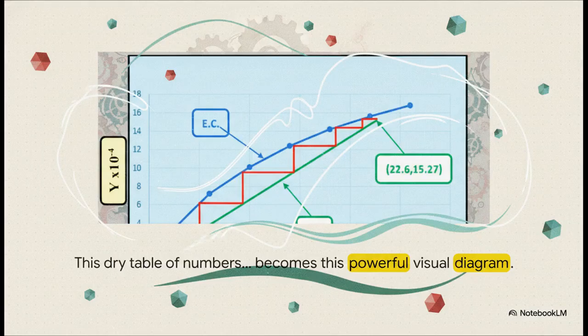And here is where the magic really happens. That dry table of numbers, it transforms into this incredibly powerful visual diagram. The blue line, that's our equilibrium curve. We plotted it directly from our data. The green line, that represents our process, connecting our start and end points. All of a sudden, the entire problem is just laid out right there in front of us.